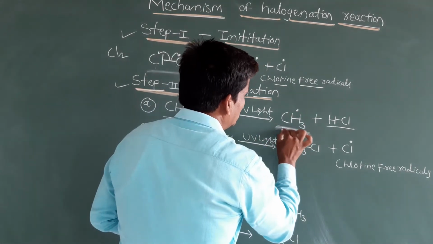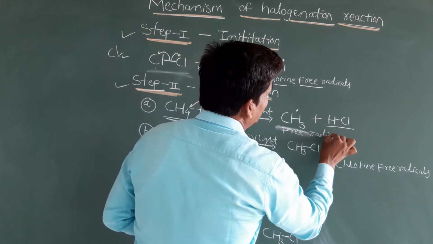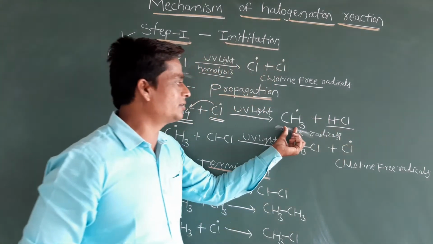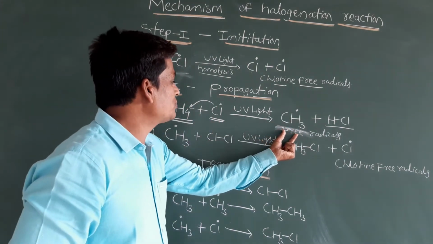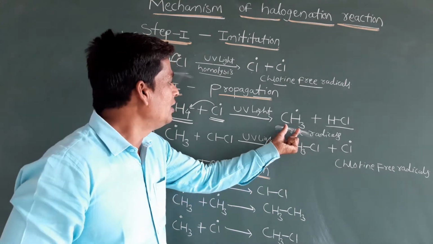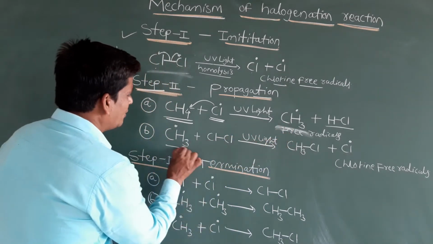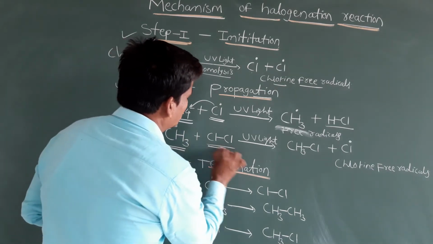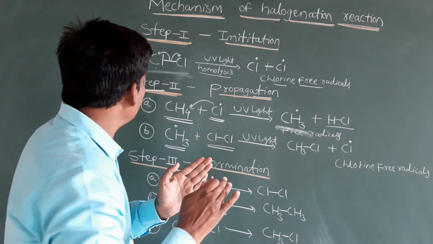Now clear students? This CH3 dot is nothing but a free radical, the methyl free radical. Okay students? So in the second step, first we get the methyl free radical. Again students, the methyl free radical we get here will react with another Cl2 molecule. So in step two, this reaction involves another two steps.